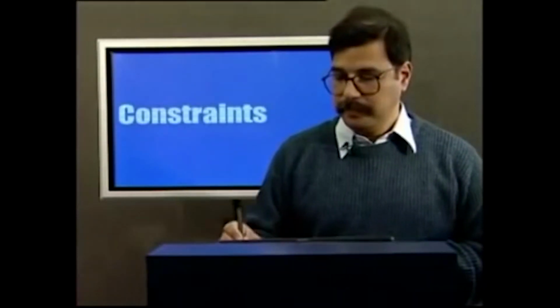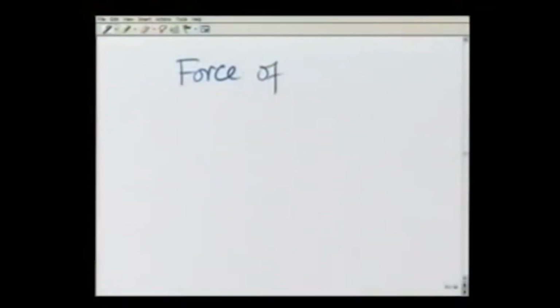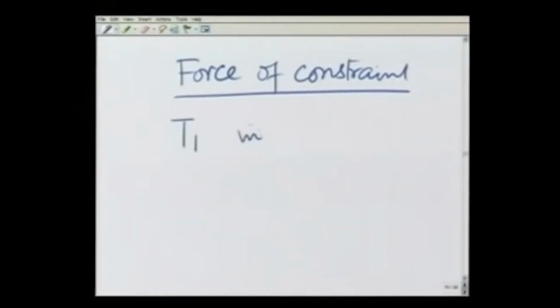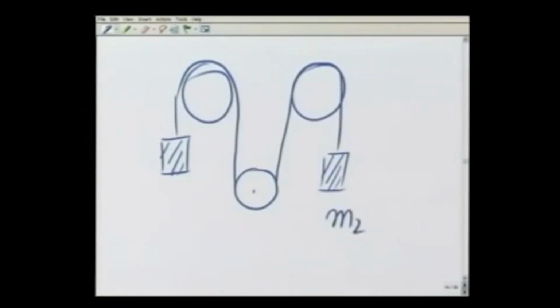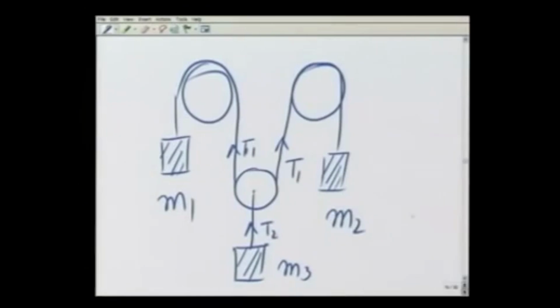Forces of constraint are tension T1 in rope 1 and tension T2 in rope 2. These are my forces of constraint. Let me show them again in the picture. This is my pulley, mass M1, here is the pulley, here is the other pulley, mass M2, M1, M3. Here the tension works this way: T1, T2. These are the forces of constraint. Again, I am assuming T1 and T2 to be the same, because I will be considering for simplicity massless and frictionless pulleys, and assume that all the ropes are massless.